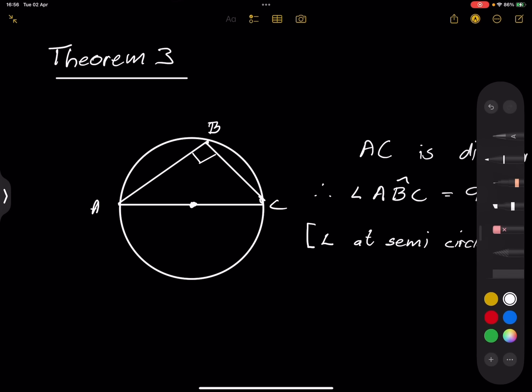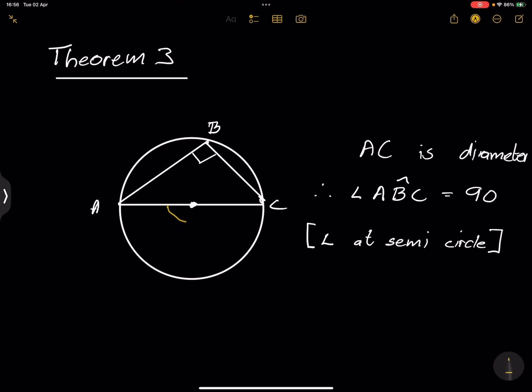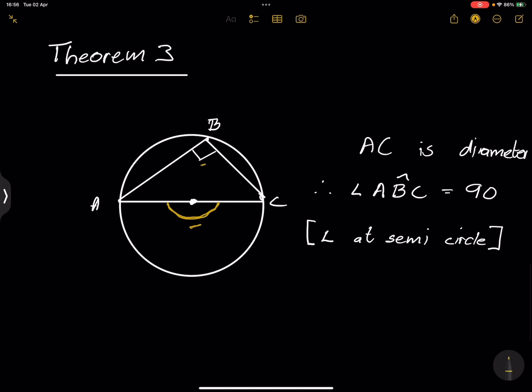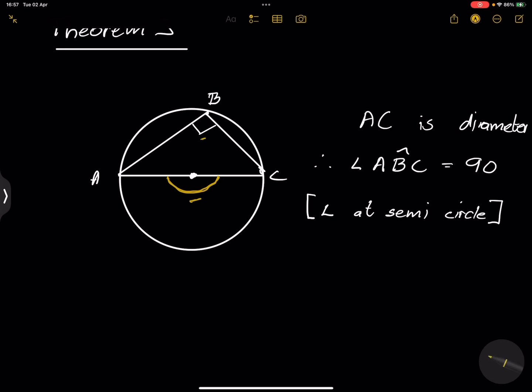What I want you to also appreciate is that it actually kind of looks like the previous theorem, because think about it, what would be the size of that angle there? It would be 180 degrees. So angle at center twice angle at circumference. 90 times 2 gives us 180. So remember, this is angle at semicircle. Now, we're done with the first three theorems.